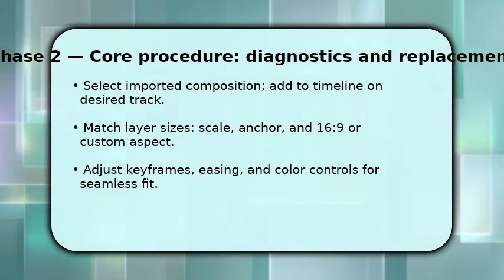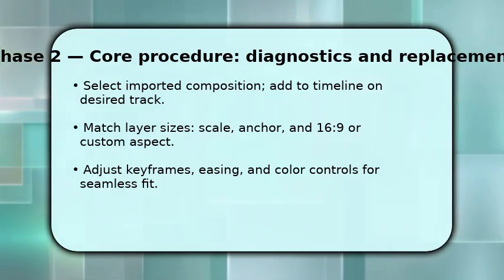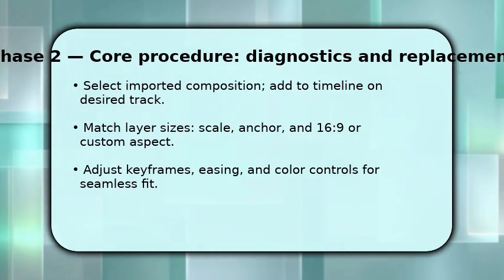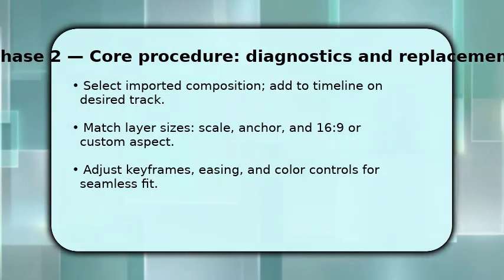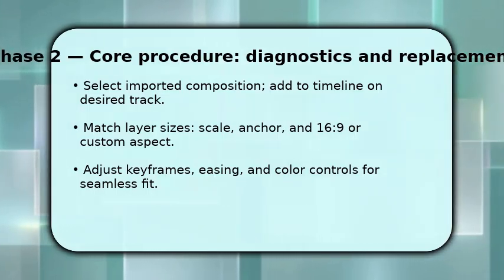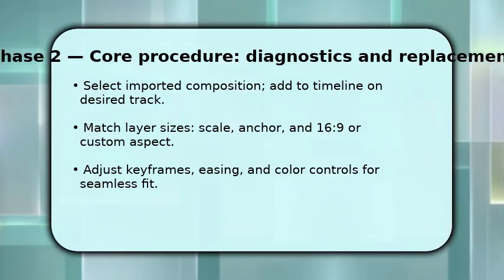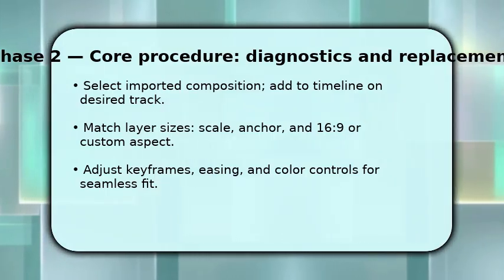Select the imported composition, then add your clip under or above it, matching scale and anchor points so motion aligns. Make sure the aspect ratio, like 16:9 or custom sizes, is consistent to avoid stretching. Then edit keyframes and easing to match your clip's tempo. Tweak color controls or masks so the preset blends naturally. This step turns the template into your unique shot.